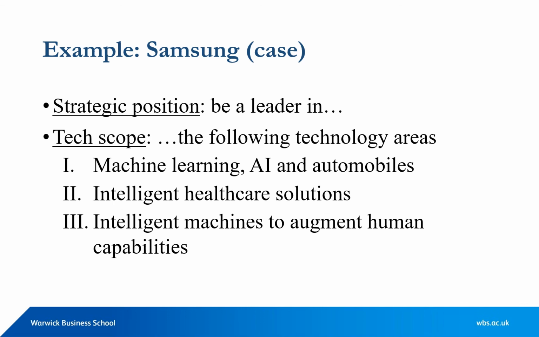To give you an example, let us go to this week's case of Samsung. We can see that Samsung wanted to position itself as a technology leader and selected and retained three major technology areas: machine learning, AI and automobiles, intelligent healthcare solutions, and intelligent machines to augment human capabilities.